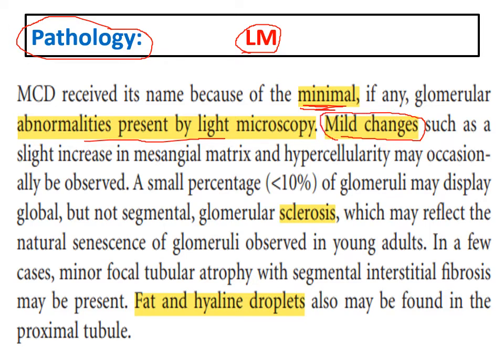Mild changes that can be found, like slight increase in mesangial matrix. Some hypercellularity can be found in some patients. Very small number of patients, around 10% of glomeruli, can show some degree of sclerosis. Fat and hyaline droplets can be found in proximal convoluted tubules. But never forget that the most important thing is that in minimal change by light microscopy, glomeruli appear normal.